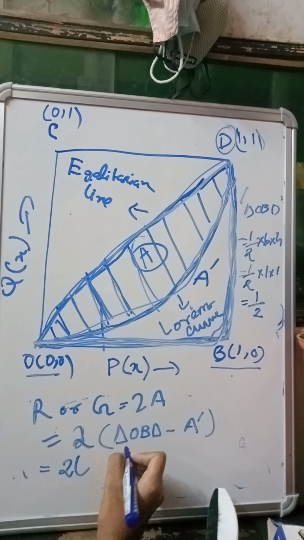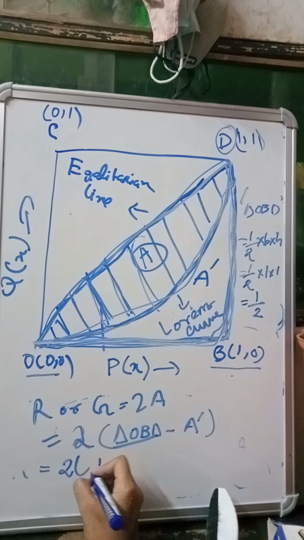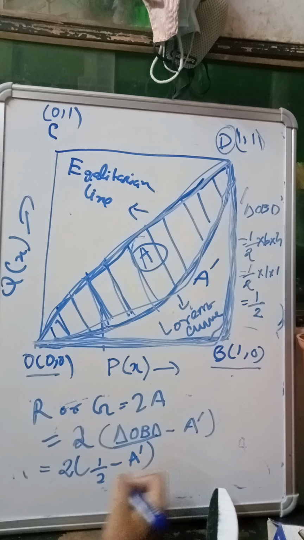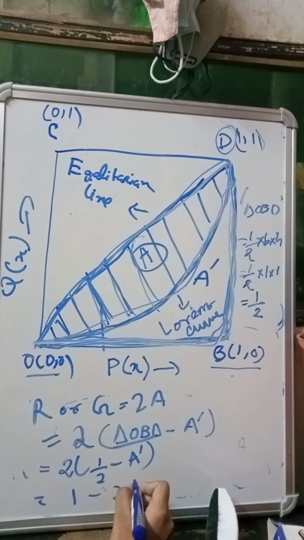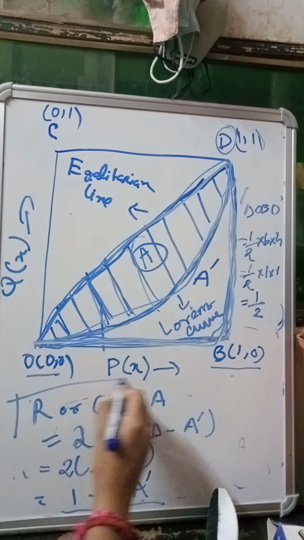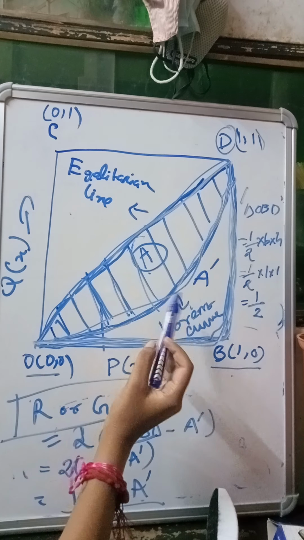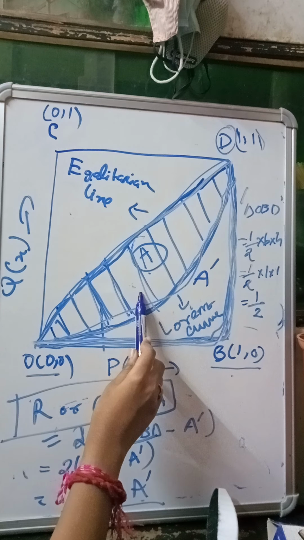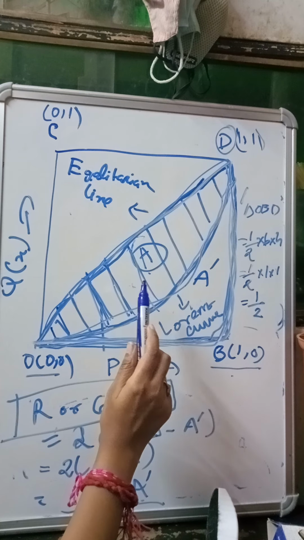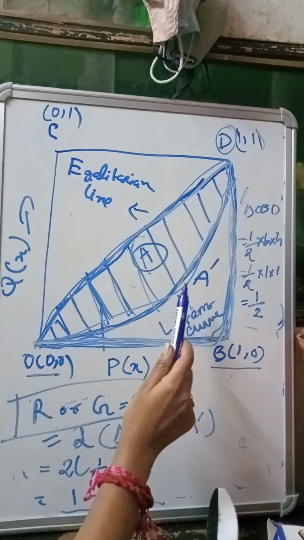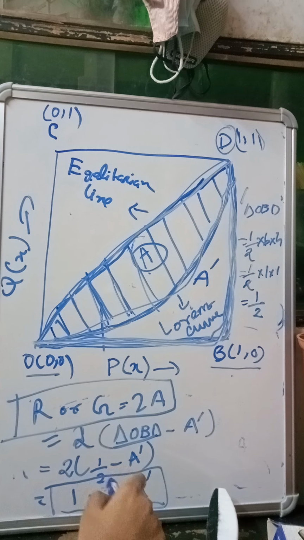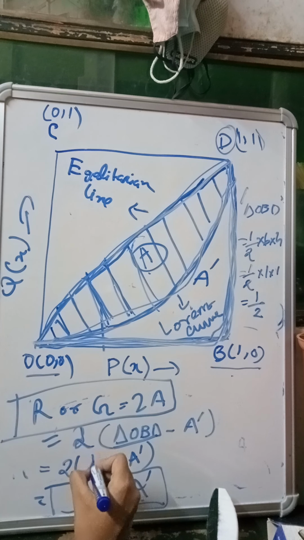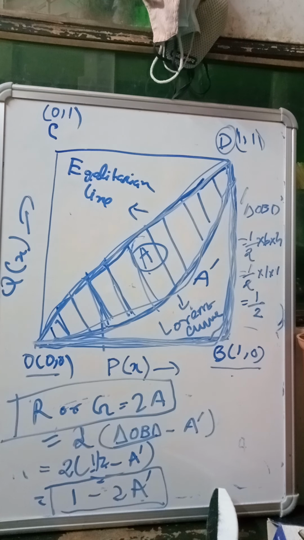So we can write 2, and the area of OBD is what? Half, so we put half over here, minus A dash. Now if I open the bracket, we get 1 minus 2A dash. So this is another formula for R or G. We can calculate it as 2A by putting the value of the area of concentration, or if we don't want to do it this way, we can define the area below the Lorenz curve, which is A dash, and get 1 minus 2A dash. So R or G is also equal to 1 minus 2A dash.